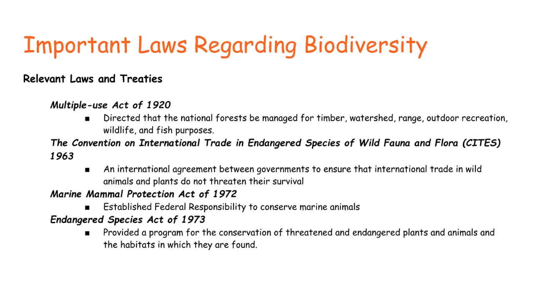Another one to also be aware of is the Marine Mammal Protection Act of 1972, and that is an established federal responsibility to conserve marine animals. And last but not least, the Endangered Species Act of 1973. Basically, this one provided a program for the conservation of threatened and endangered plants and animals and the habitats in which they are found. I find this act to be one of the most important because it does call for conservation programs, actions, and practices that seek to protect and save not only just the animals, but save the entire web of life from collapsing.